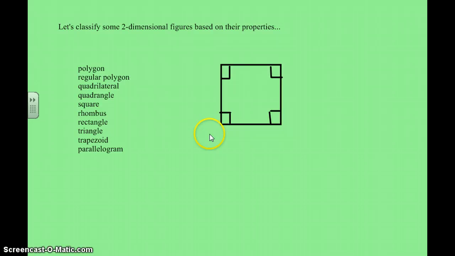So this over here is a two-dimensional figure. Okay, so let's look. Is it a polygon? Well, it's a closed figure. It has at least three sides. There are no curved lines. There are no intersecting sides. It has one interior. So yes, it is a polygon. So we can check that off. Is it a regular polygon?